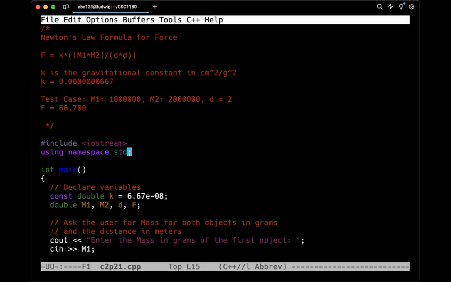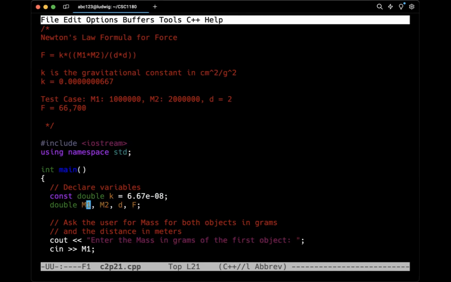Okay. And then I'm including IOStream, using namespace std, and int main. I'm setting K to be a constant. It needs to be a double because it has a decimal portion. Okay. And then it's 6.67. The E is saying like times 10 to the, and then negative 8. Okay. And that should get me the correct numbers there. And then I've got the doubles for M1, M2, D, and F.